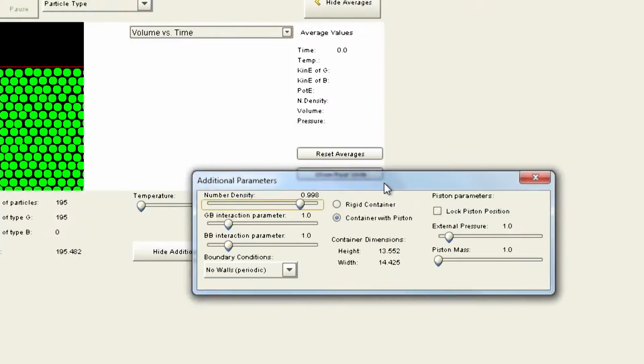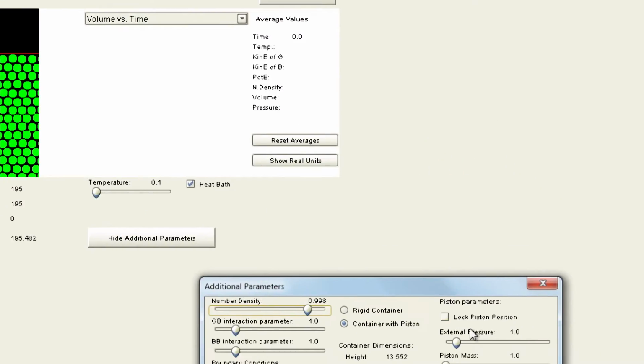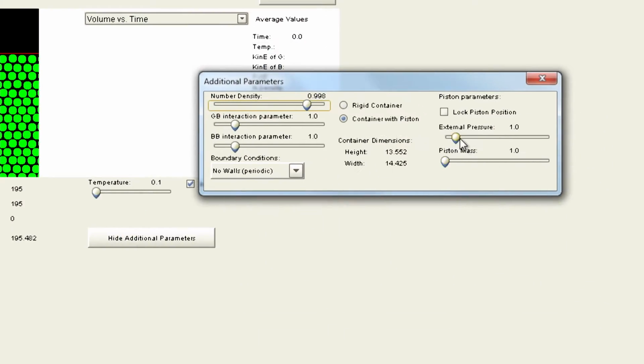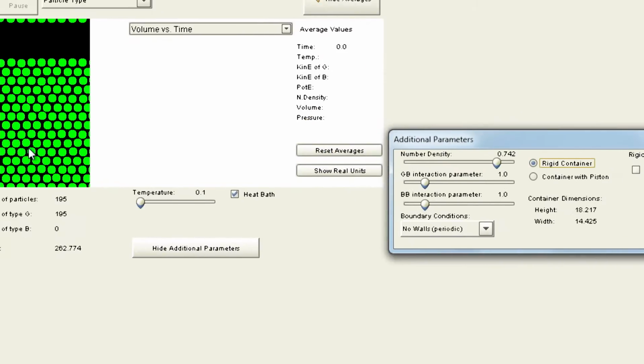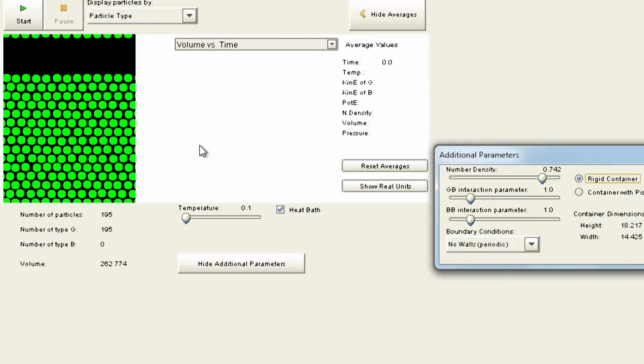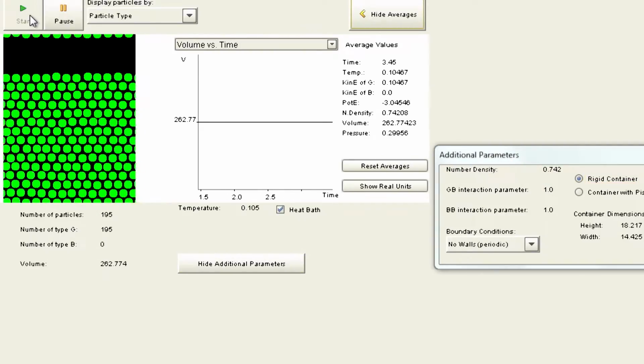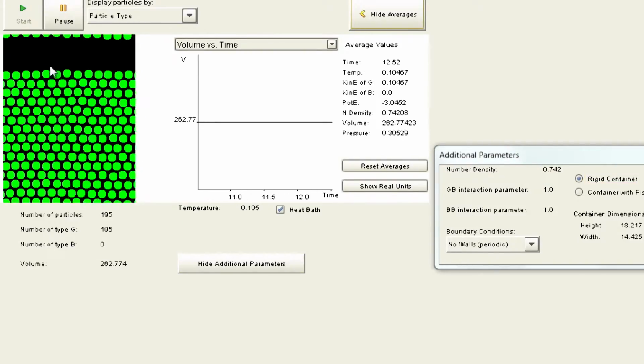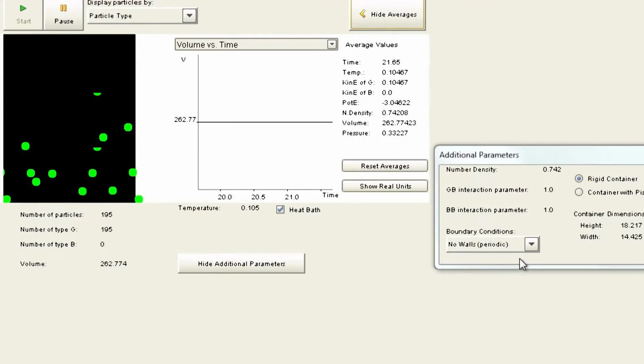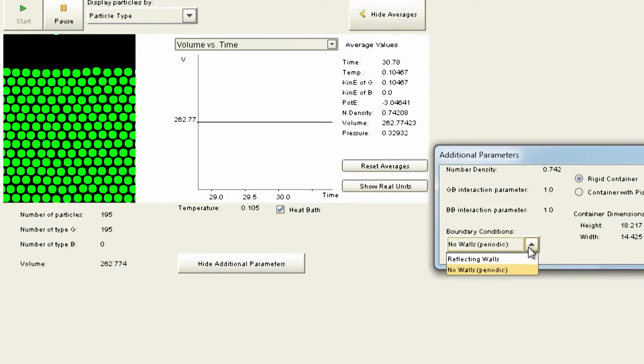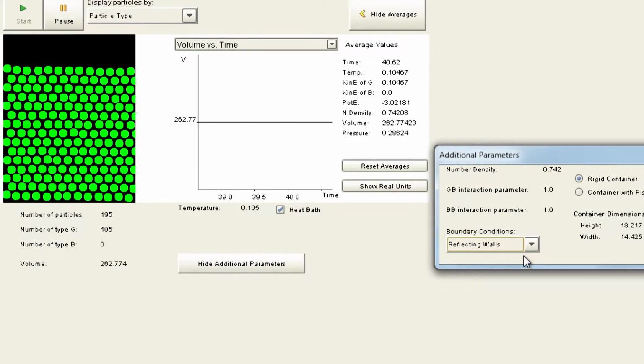So, let us first look at some of the parameters here on your screen. You can see there is a number density which is high, it is a solid material at low temperature, and then we also have the external pressure of the piston. Let us start with the rigid container. Now, you can see that here and start that. So, you are seeing that rigid container, and let us see no walls. So, it is a periodic boundary condition. Let me create reflecting walls.